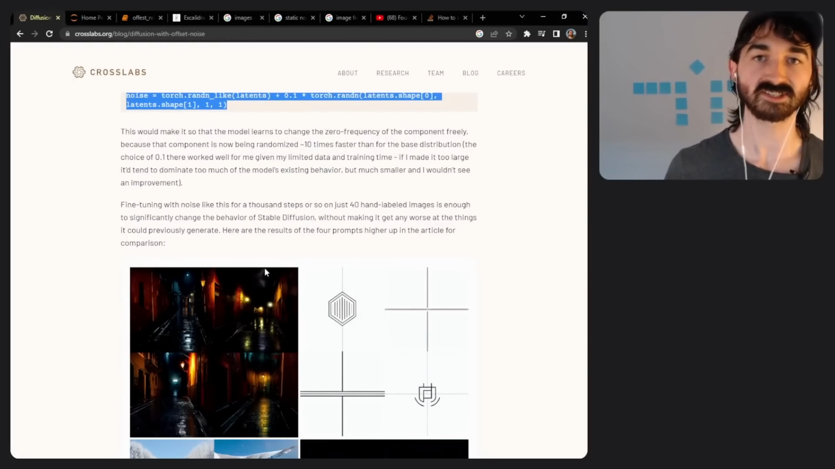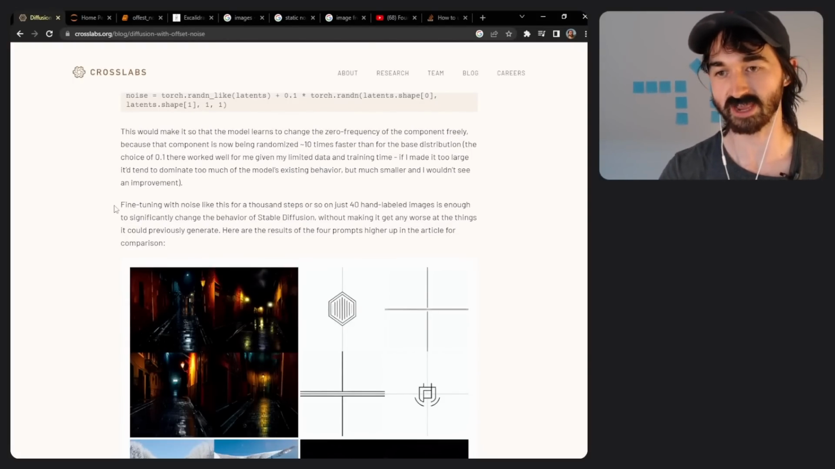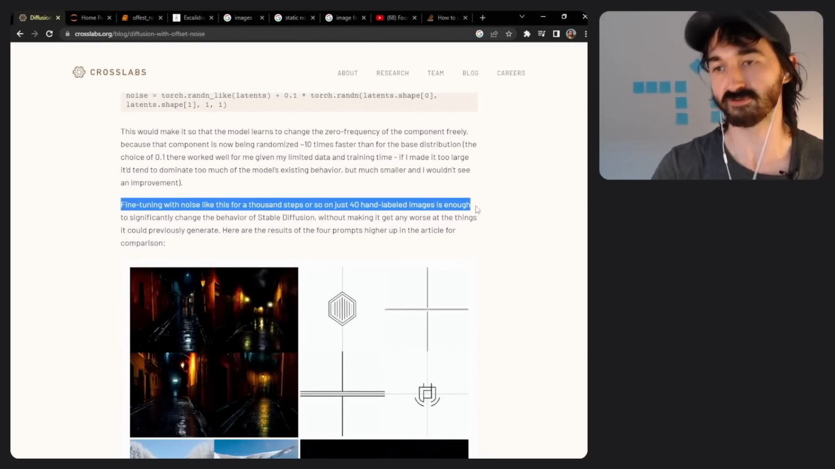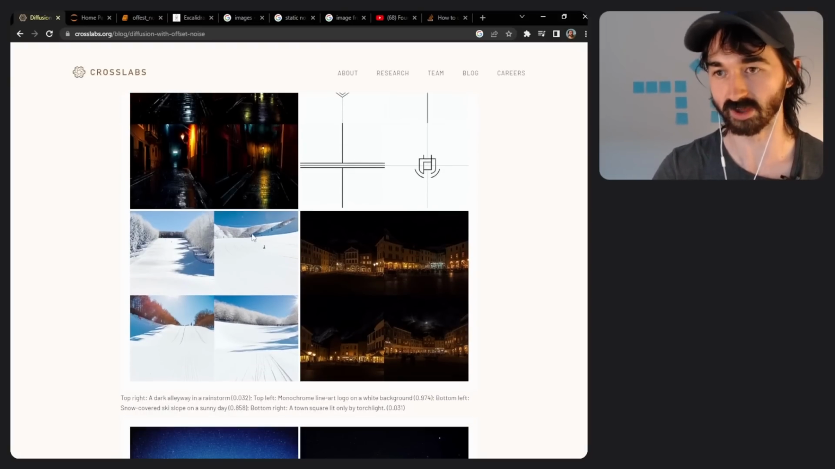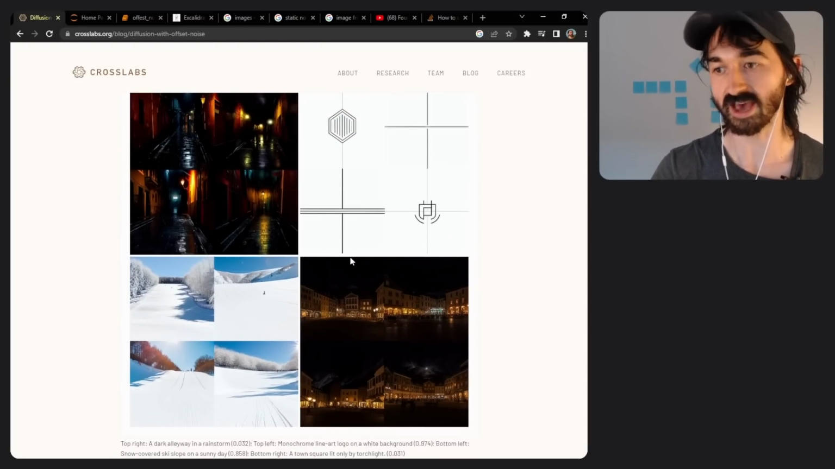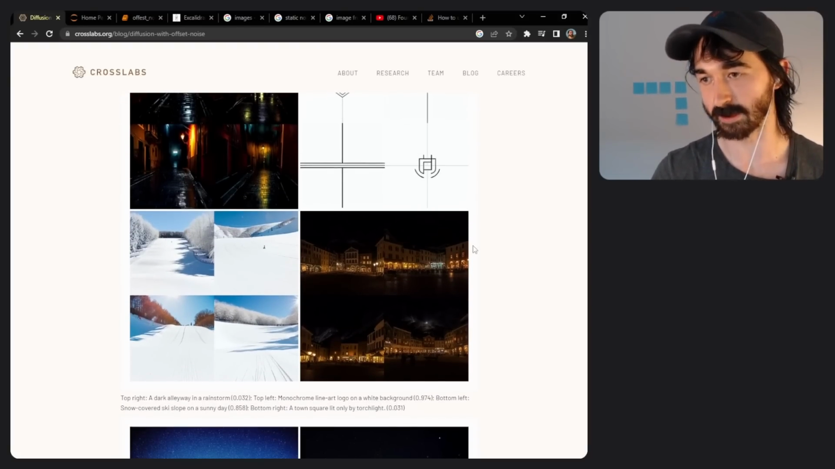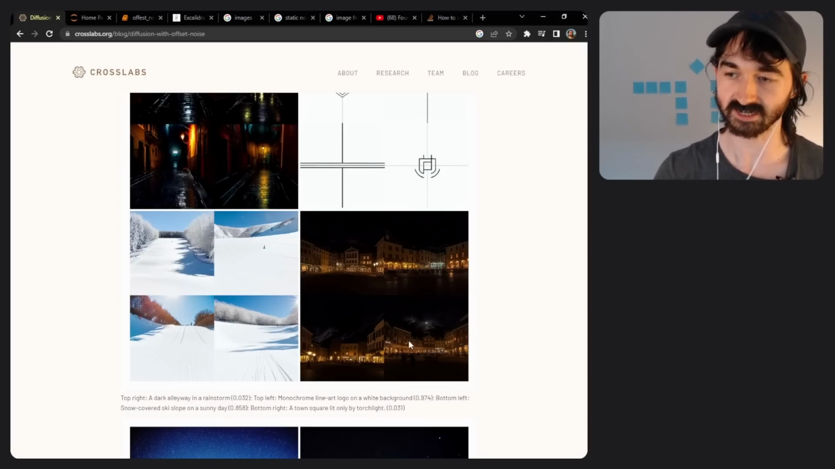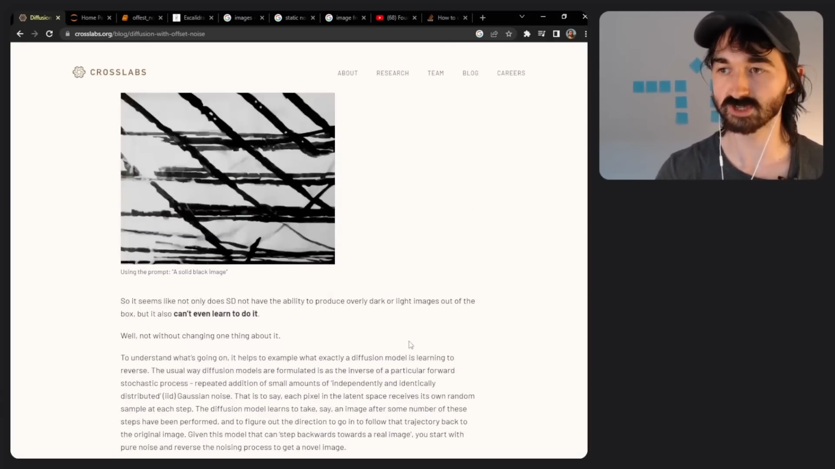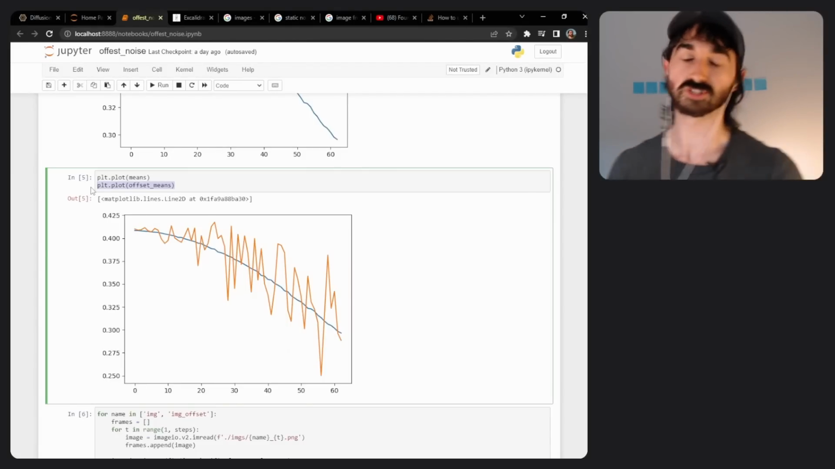So our boy Nicholas altered the noising strategy and then trained on this special noise on 40 images for 1,000 steps. And immediately you get these images that are a lot more dark or light, and you can see that this image here of the town looks a lot nicer than the original one up here. Yeah, and that's also what I found as well.